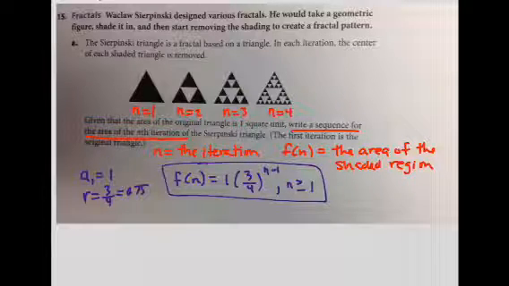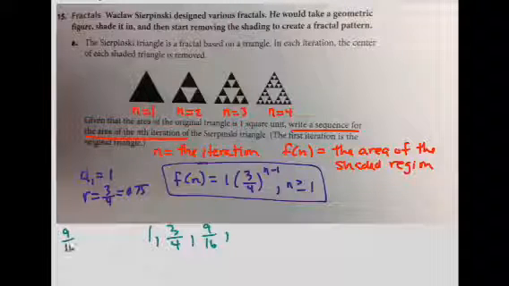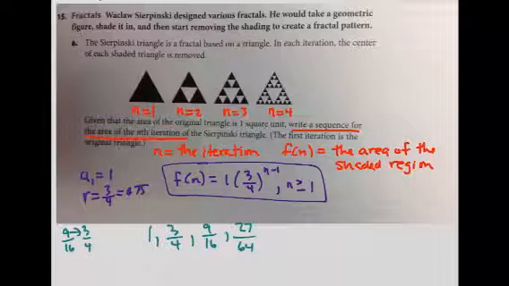And the sequence would just be, I'll put it in a different color, 1, 3/4, and multiply 3/4 by 3/4, that would be 9/16. Multiply 9/16 by 3/4, that would be 27/64, because you multiply across like that. They only gave you 4, so here's the sequence.